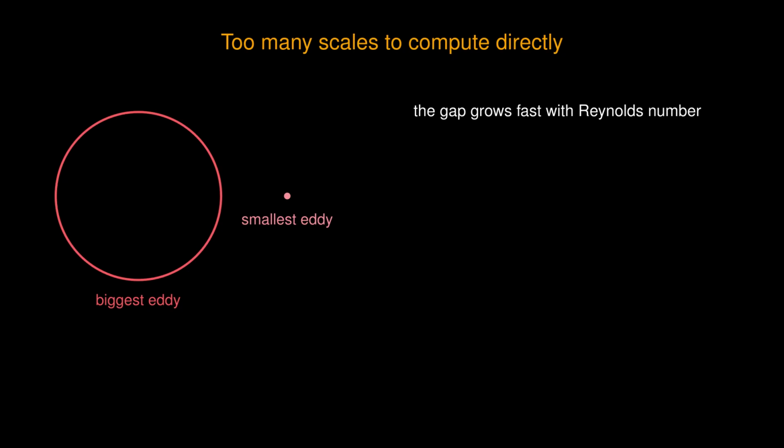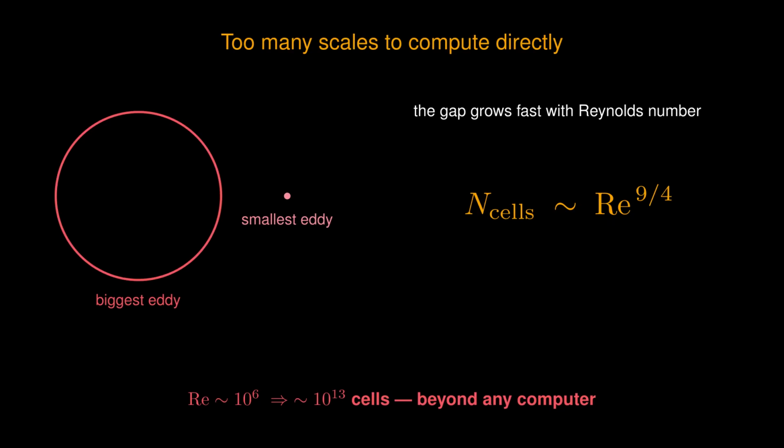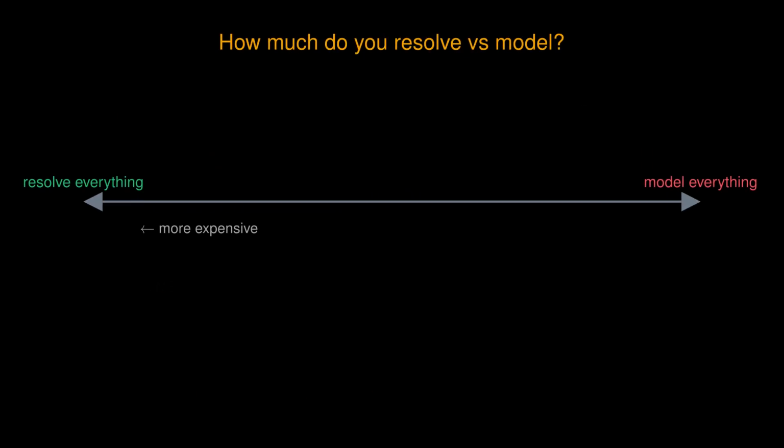The gap between the biggest eddies and the smallest grows fast with the Reynolds number. To capture all of it directly, every eddy down to the tiniest, the number of grid cells you'd need scales like the Reynolds number to the 9/4 power. For the Reynolds numbers of a real car or aircraft, up in the millions, that's more cells than any computer on Earth can hold, and the time steps to match. Solving turbulence by brute force is, for real engineering, simply impossible. So the whole game becomes, how much do you resolve and how much do you model?